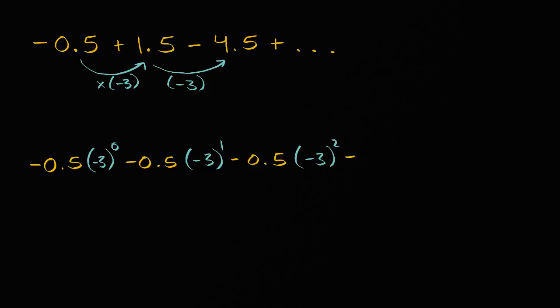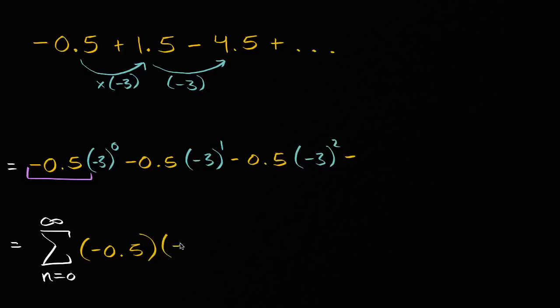Or we could write this in sigma notation. This is equal to the sum from n equals 0 to infinity. We're just going to keep going on and on forever. You could think of it as the thing we're multiplying by -3 to some power. So it's going to be negative 0.5 times -3 to the nth power. Here, this is when n is 0. Here n is 1. Here n is equal to 2.